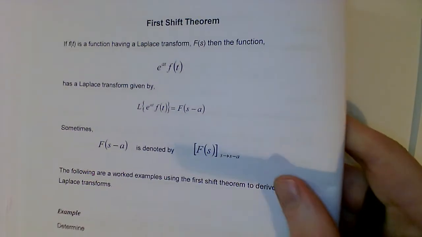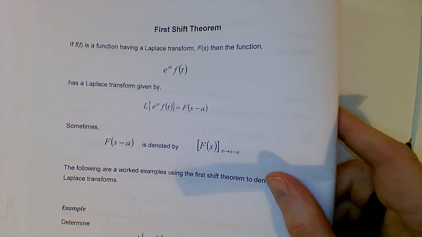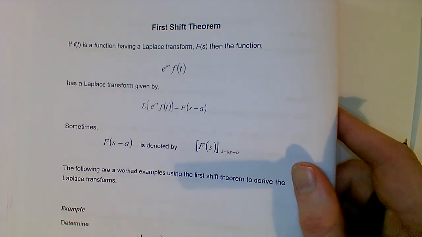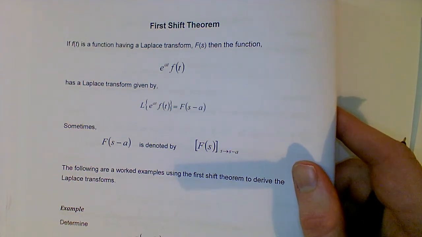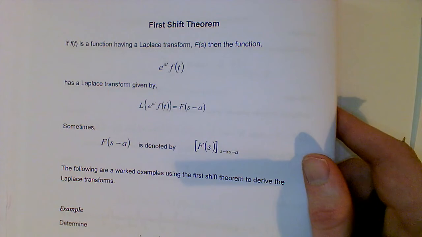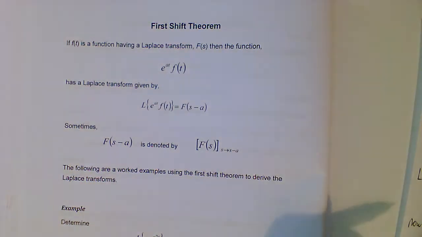If f of t is a function having a Laplace transform F of s, then the function e to the power of at times f of t has a Laplace transform given by capital F of s take away a. Sometimes F of s take away a is denoted by something that is impossible to make head nor tail of. So what I'm going to do is boil it down into normal English where I can, and then give you a few examples. It's a lot easier than this terminology would have you believe.